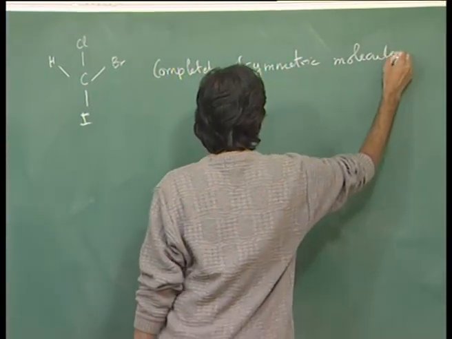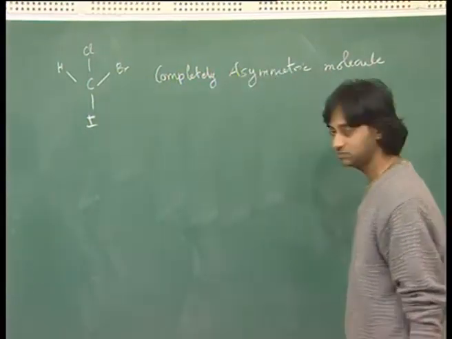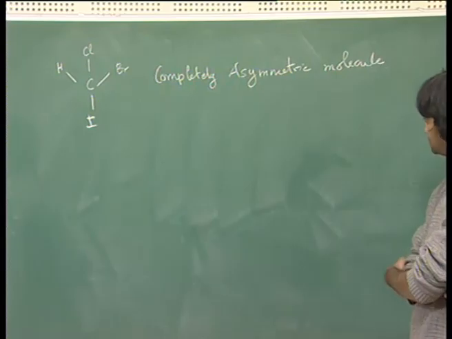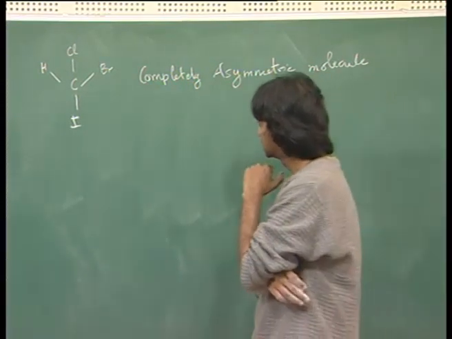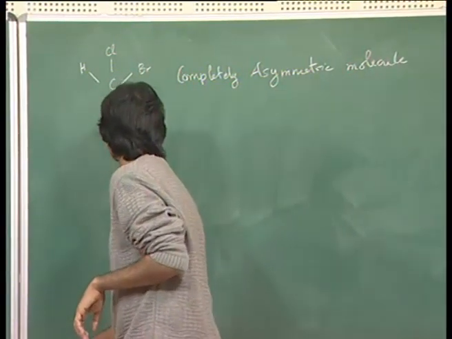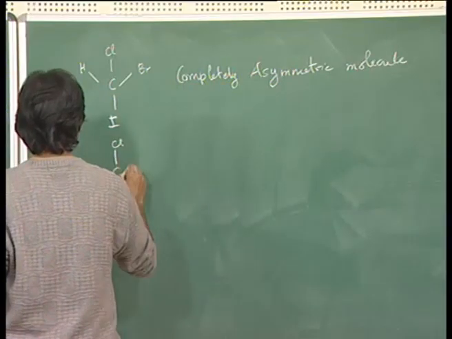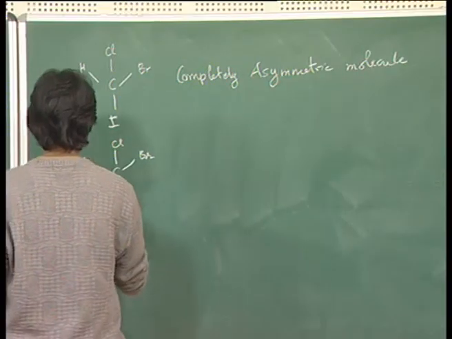The only symmetry operation is the identity operation. Okay, and you call this molecule totally asymmetric. Now suppose I had the case where I had C, Cl, Br, H, and I had a second H.